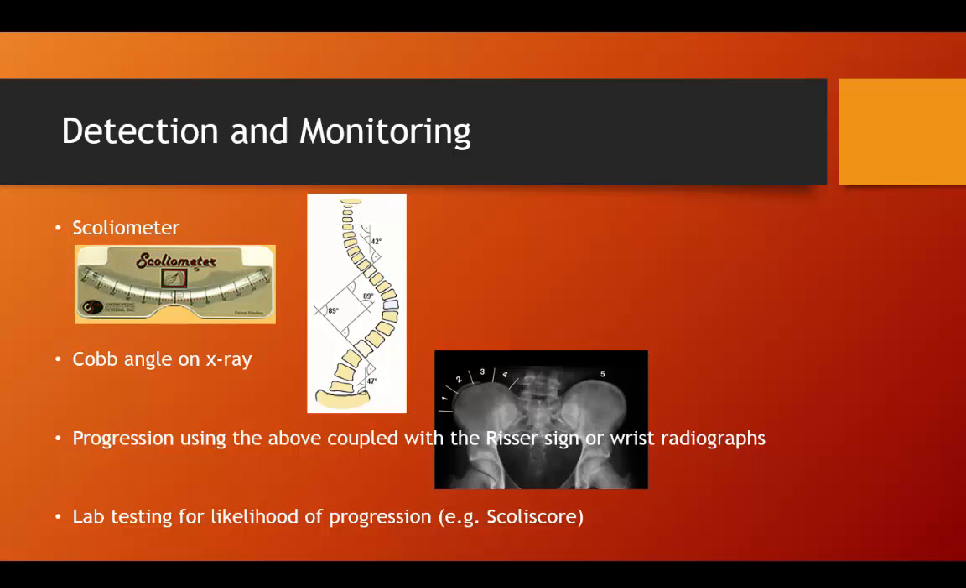Surgeons use classification systems, such as King, Lenke, and Conrad, among others, to determine the flexibility and rigidity of the curve, primary versus secondary curves, and the extent of curve length to make decisions about the most appropriate surgical correction.